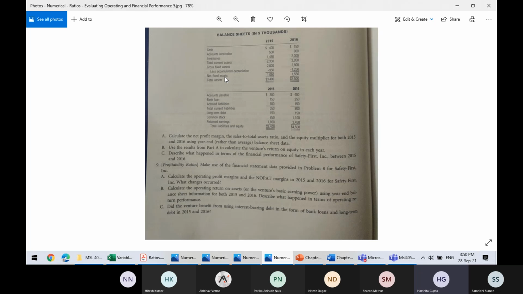So calculate the operating return on assets, or the venture's basic earning power, using year-end balance sheet information for both 2015 and 2016. Describe what happened in terms of operating return performance. Okay, did the venture benefit from using interest bearing debt in the form of bank loans and long-term debt in 2015 and 2016? All right, so can anyone tell me the formula for operating profit and the NOPAT margin also, that is net operating profit?